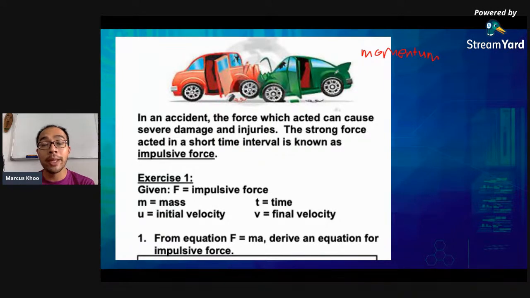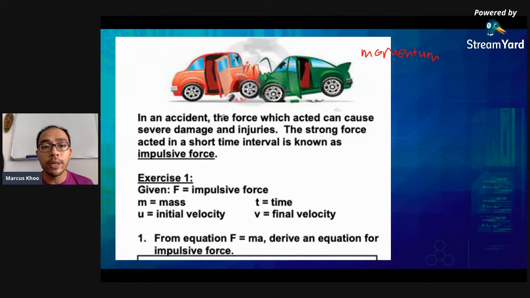The total momentum after the collision is zero because both are not moving. I mean, if both these cars are moving after the collision, then something is wrong. But in a normal accident like this, we find that the total momentum they had before is zero, and the total momentum they had after is also zero. So all this is the momentum talking.